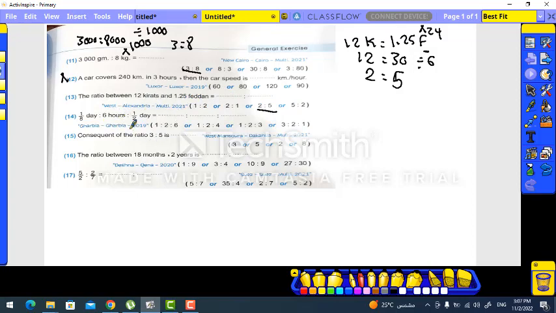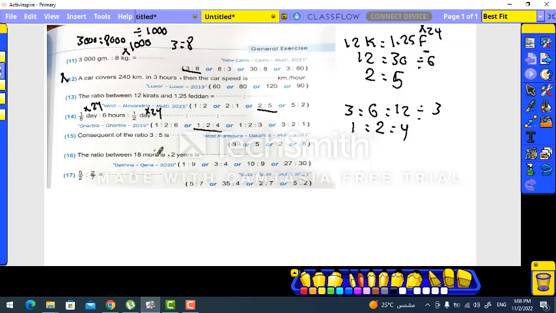How about 1 over 8 days, 6 hours, 1 over 2 days. So which one is the biggest? Yes, day. So I have to multiply it by 24 and here by 24. So 1 over 8 times 24, it will be 3, and 6, and 12, divided by 3, it will be 1 to 2 to 4.